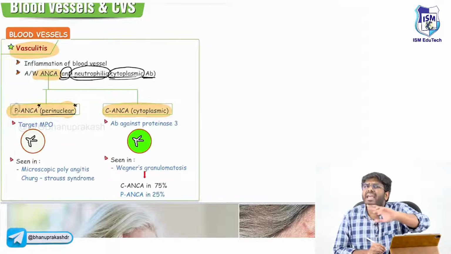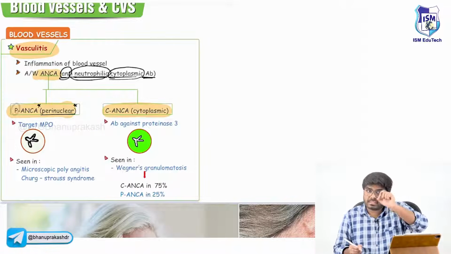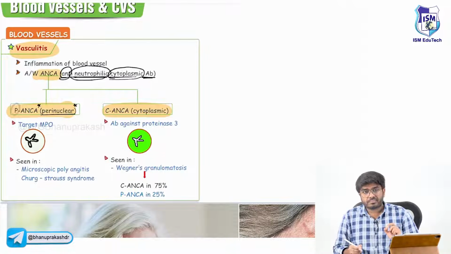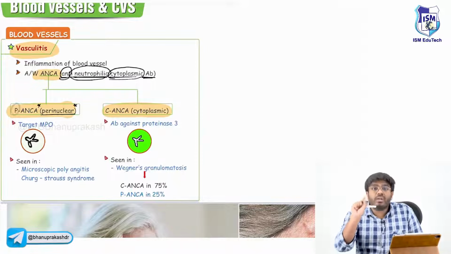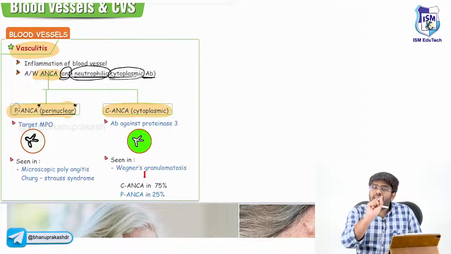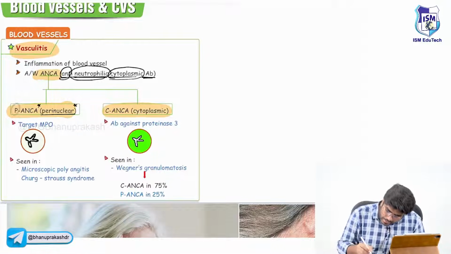But then what is this P ANCA, sir? See, now look, around the nucleus. What you are seeing here is around the nucleus. You are having this fluorescence. It means antibodies are going and getting deposited around the nucleus, sir. So perinuclear, P stands for perinuclear ANCA. Okay, and what is C ANCA?